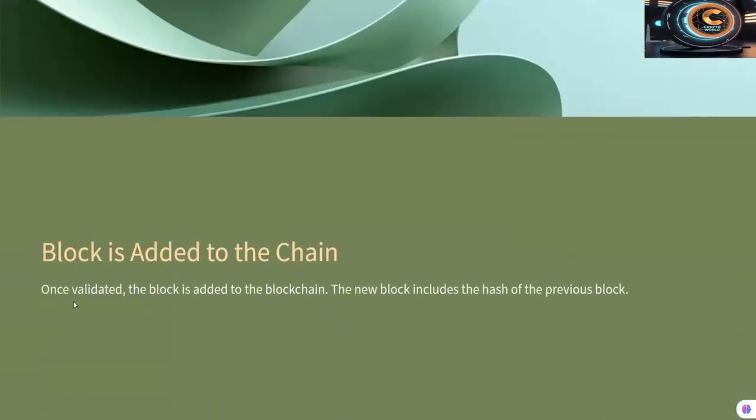Block is added to the chain. Once validated, the block is added to the blockchain. The new block includes the hash of the previous block. If the transaction is done, verified, and validated by the blockchain, the new block includes the hash of the previous block. The new block is settled on the previous block.